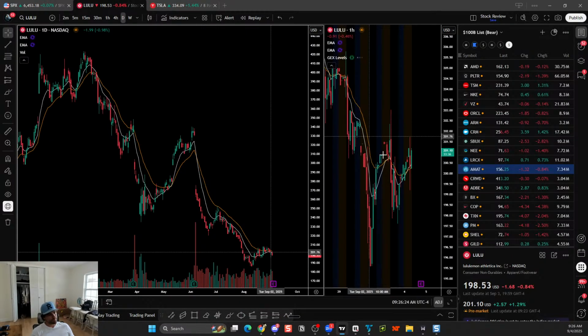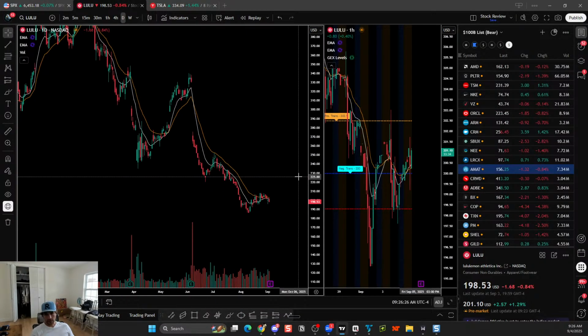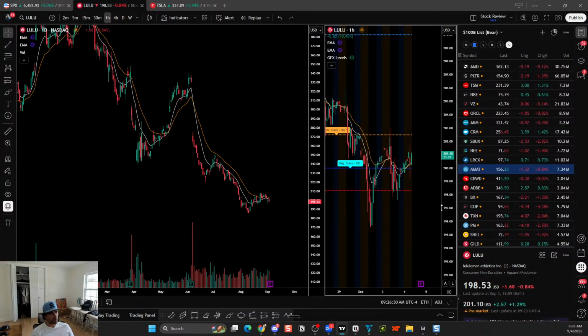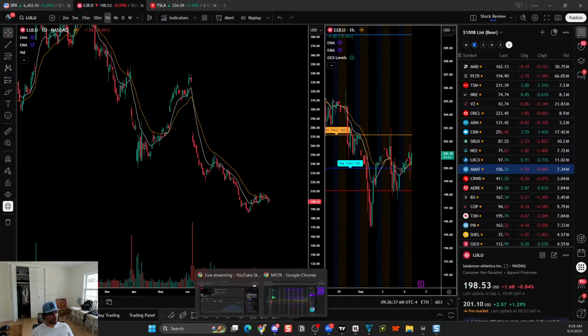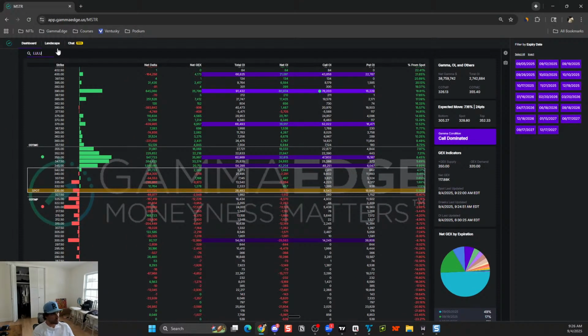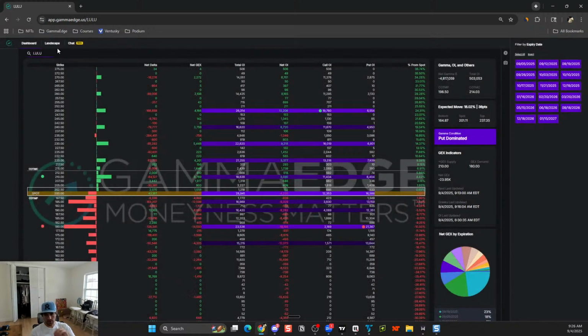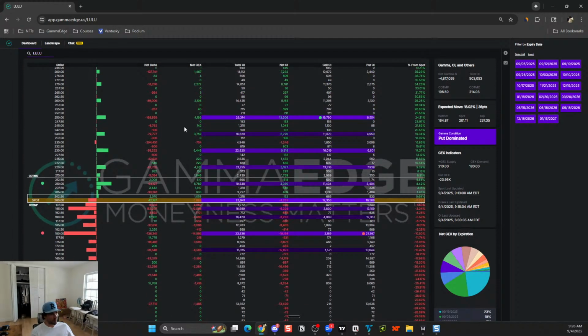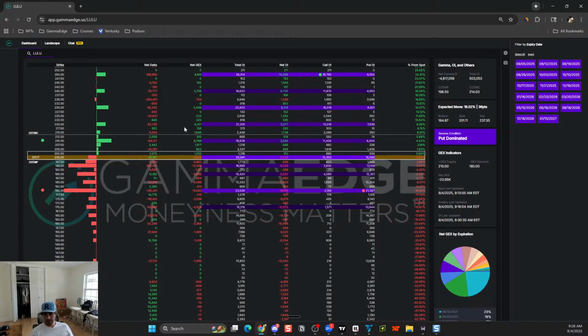Lulu. I'm an all cotton guy, so clearly I don't like Lulu for starters, but I mean this looks like garbage as well. I mean, downtrend. Let's look at the structure. I mean, predominantly put dominated, so don't love the name either here.